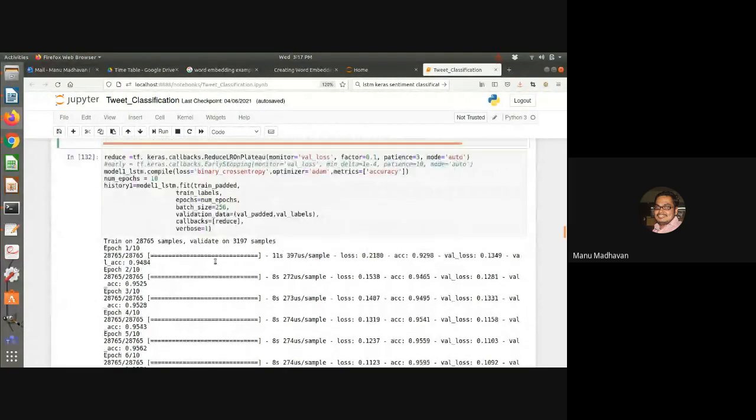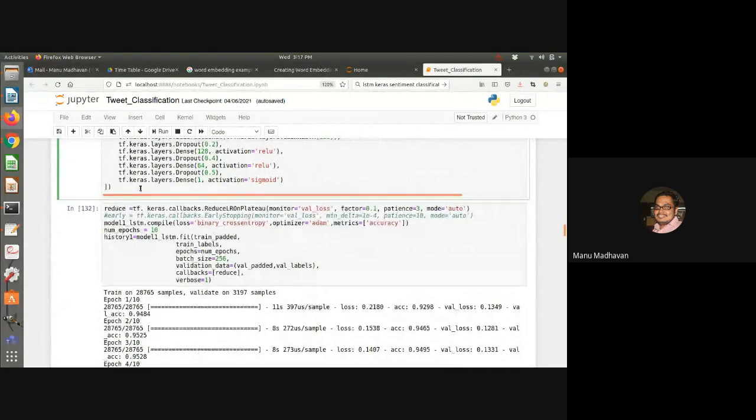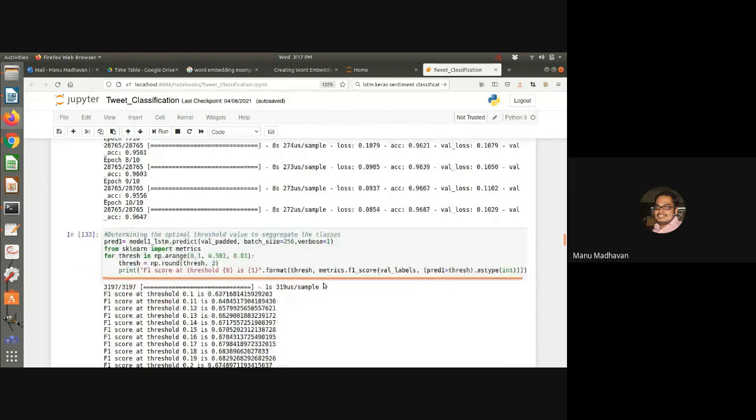The other parts are similar. You are just creating the model and compiling the model. You will get the corresponding output. You will do the same thing. You can train the model, you can see how the model accuracy is increasing with respect to the epoch.